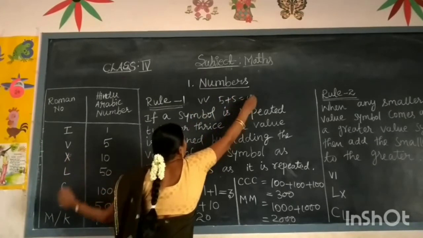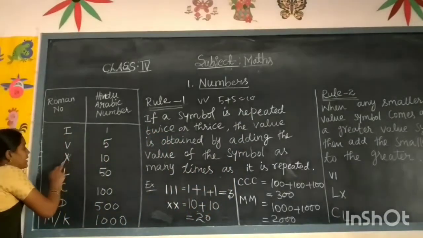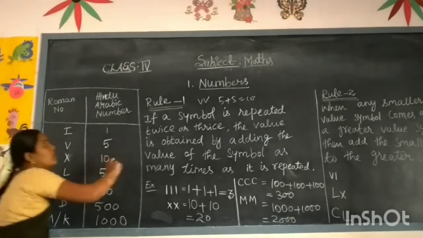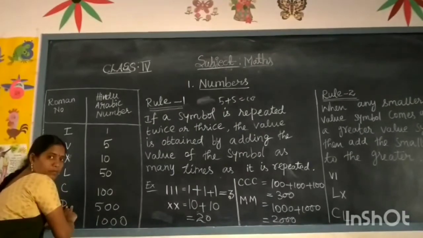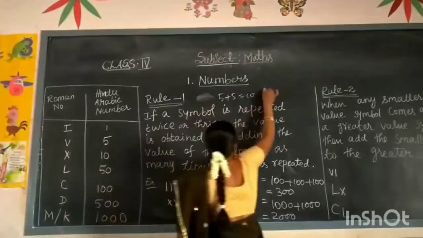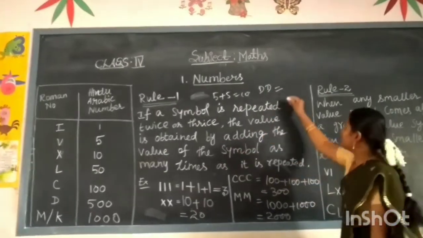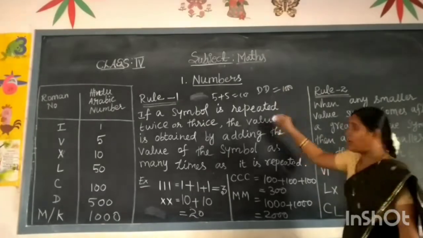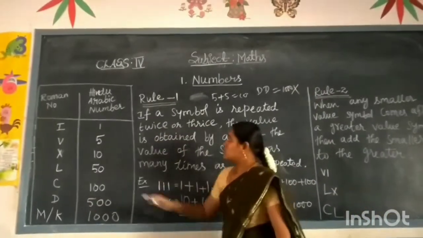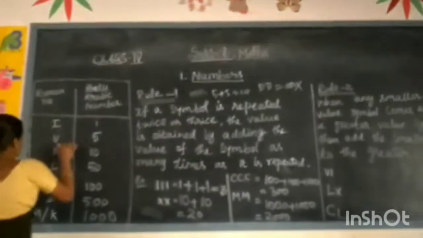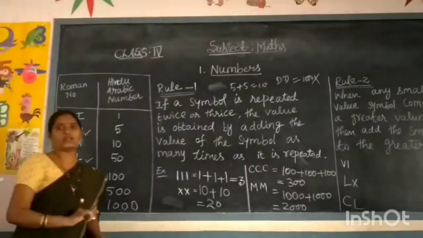V is equal to 5. 5 plus 5, 10, it will not come. Why? Already I have given the value 10. X is equal to 10. So, V will not repeat twice. And D also will not repeat. Why? D plus D, if we add, D is equal to 500. 500 plus 500, 1000, it will not come, because already I have given 1000, it is the value of M. So, in this Roman numeral, V, D, L will not be repeated. Got it, children?